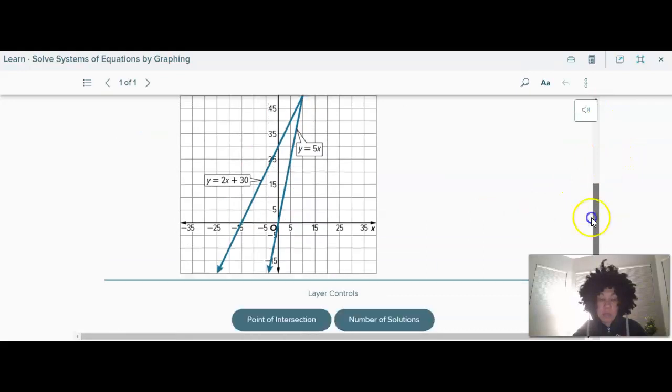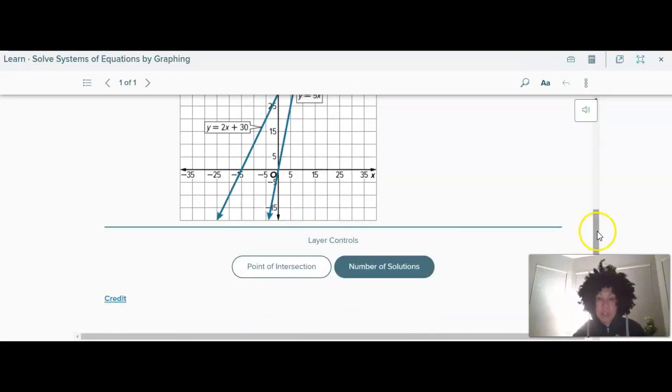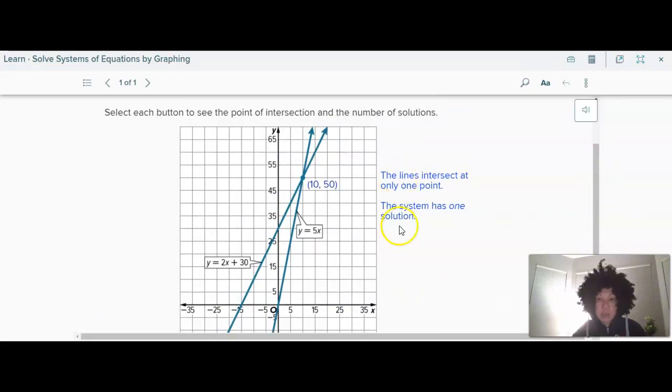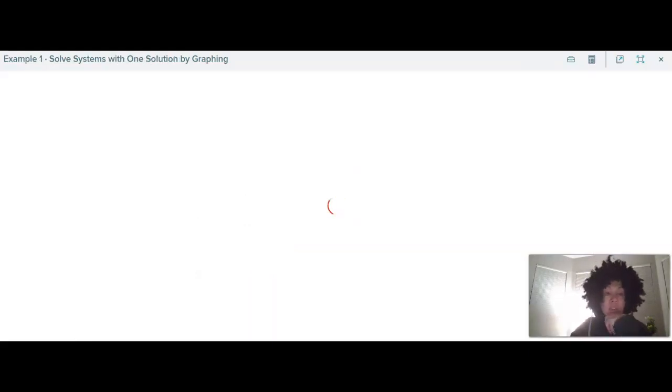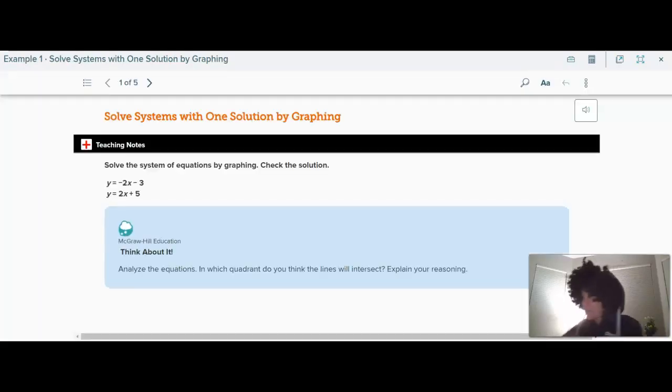This one says, point of intersection, and then number of solutions. This one is just one solution. So if the two lines intersect, they meet at one point, that means there's only one solution. And there could be no solution if the lines never intersect. It could be an infinite amount of solutions, which we'll talk about in the second part of this section. So let's just look at how we solve by graphing.